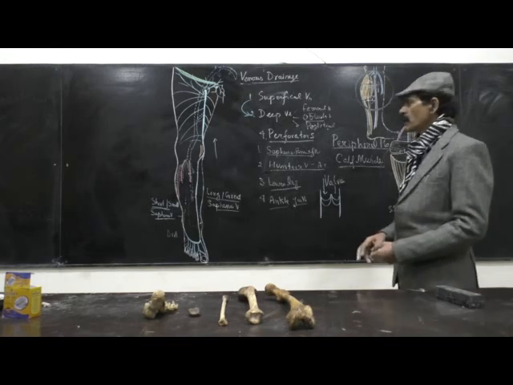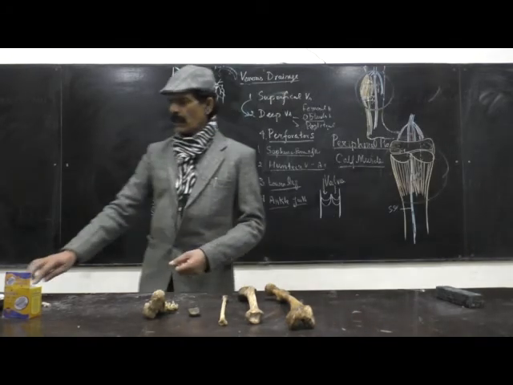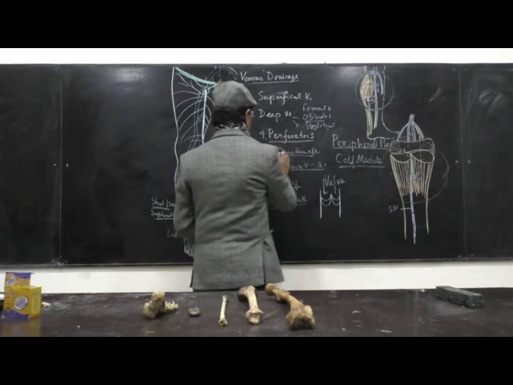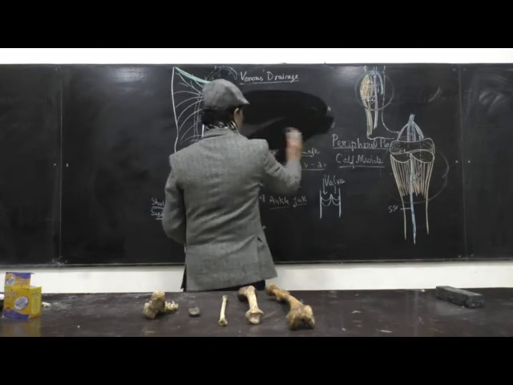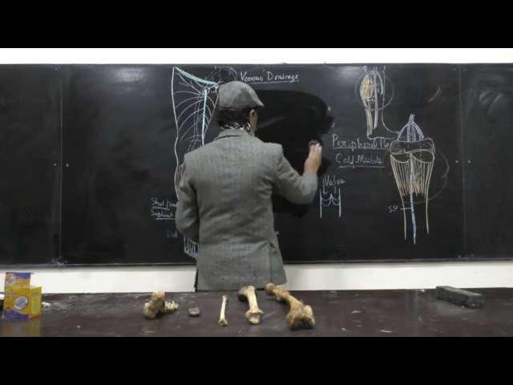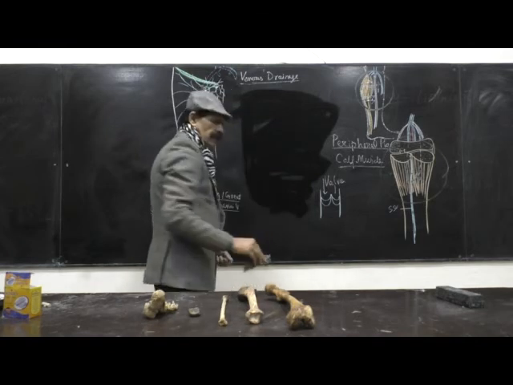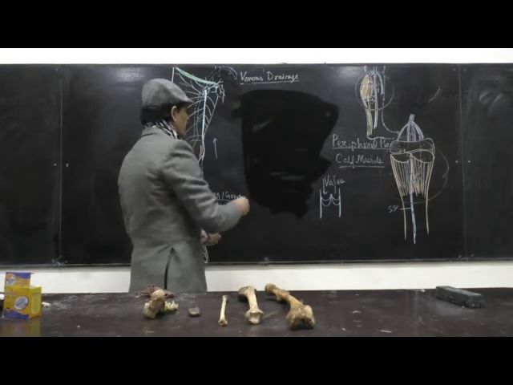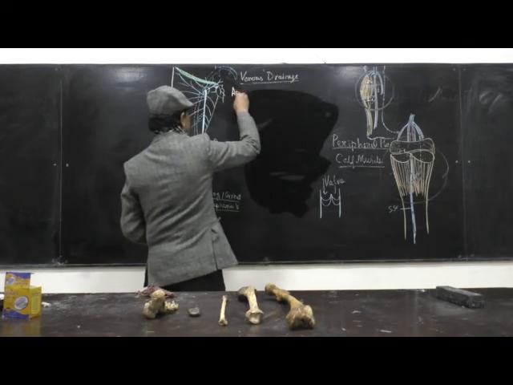Now comes the applied anatomy related to it. In the applied aspect of the venous system of the lower limb, that is called varicose veins.